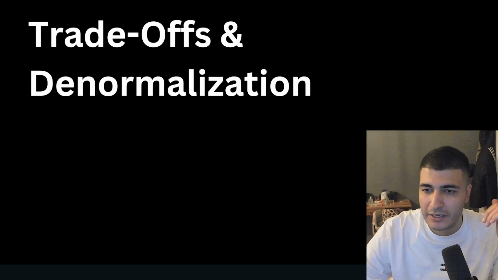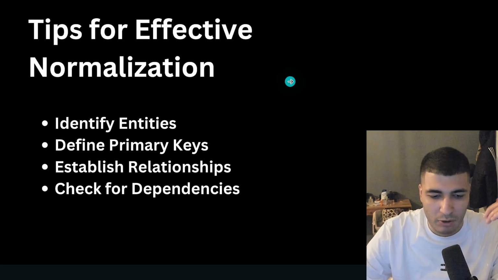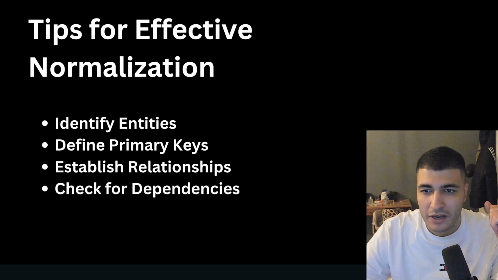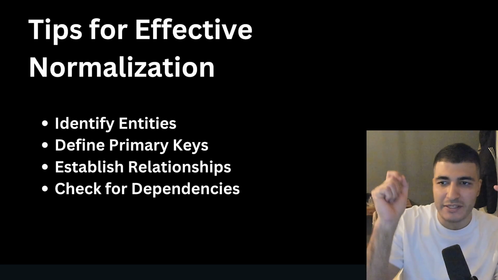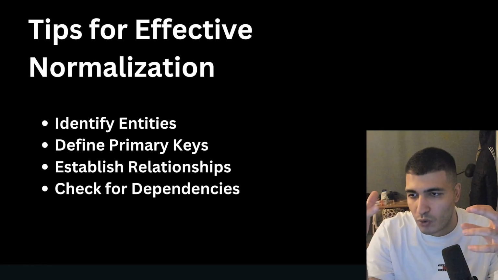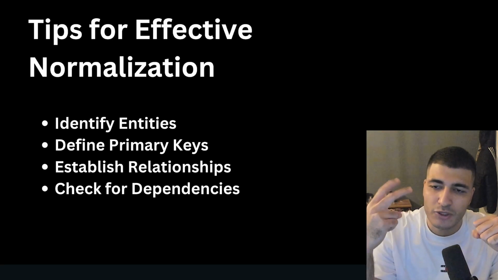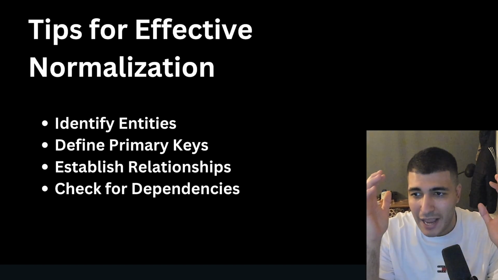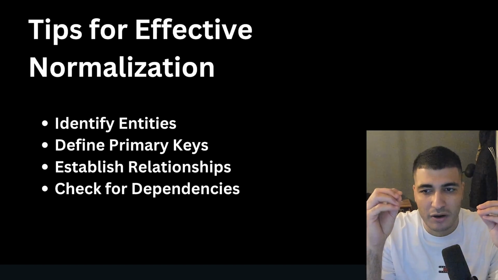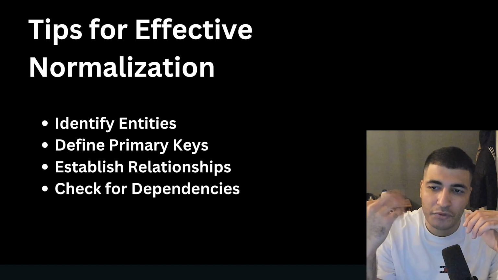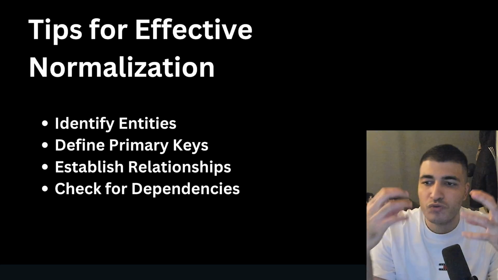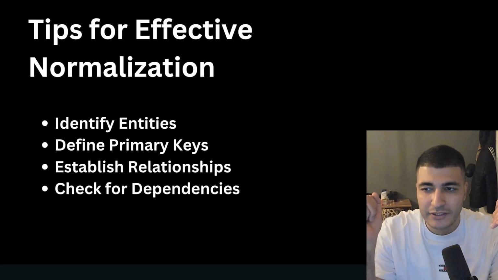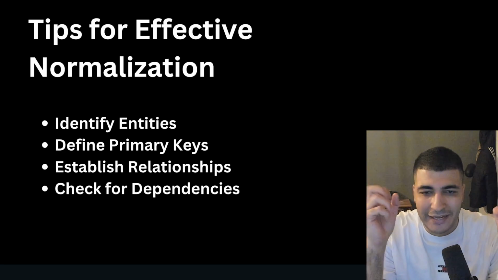Okay, I guess we can talk about some tips for effective normalization. Number one, identify entities, like pinpoint distinct objects like customers, orders, products, things like that. Number two, define primary keys. Each entity should have a unique identifier like customer ID, for example. Number three, establish relationships. Use foreign keys to link related entities instead of duplicating info.